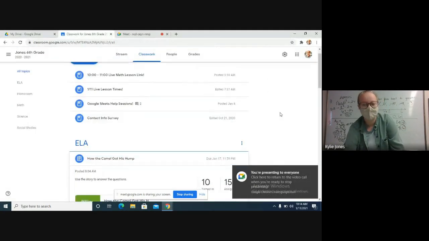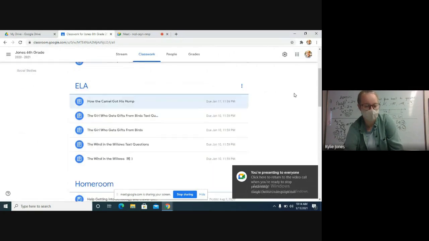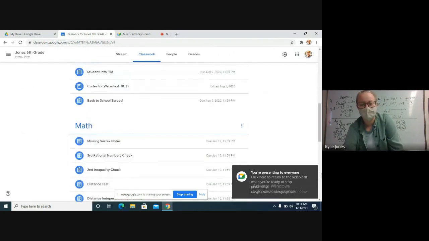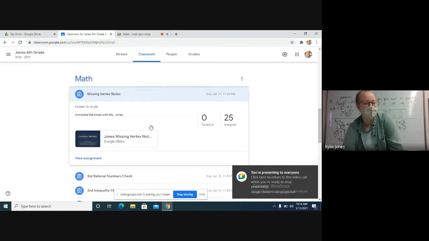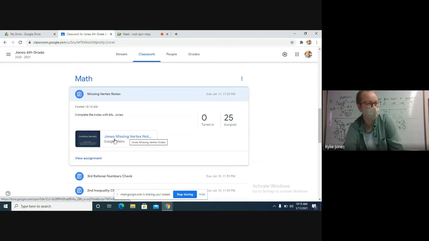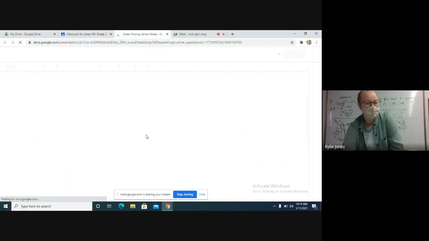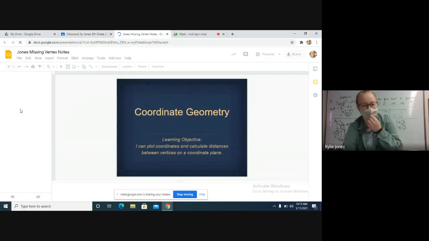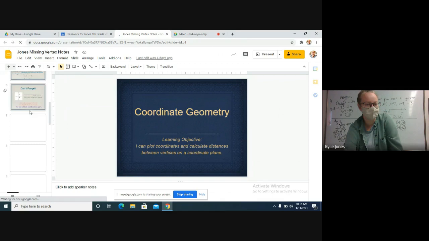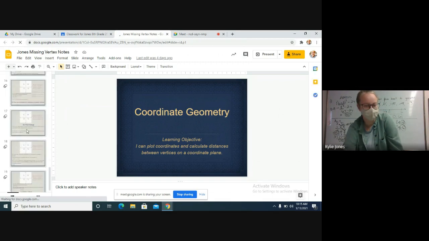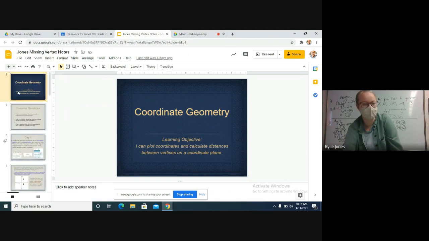Okay, so isn't it missing Vertex? Yes. So under math, our new assignment is missing Vertex notes. I honestly don't remember if we are typing on it or not. We might be. Yeah, there might be some connections. I think there's a place for us to answer a couple questions. I think a lot of it is just talking though. I don't know. We'll go through it and we'll see.